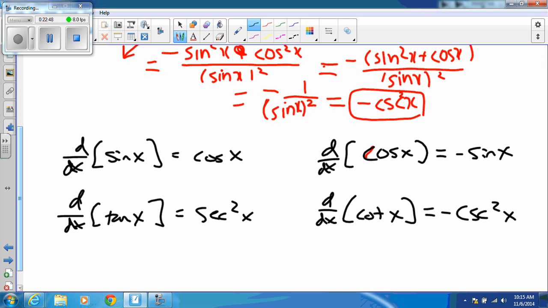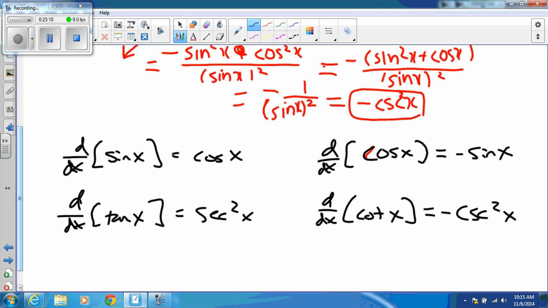We need a word here. I'm going to give you a word. These functions are the co-functions of those ones. By the co-function, I mean the function of the complementary angle. So the co-function of cosine is sine. The co-function of secant is cosecant. So what we have are negative co-functions on this side.